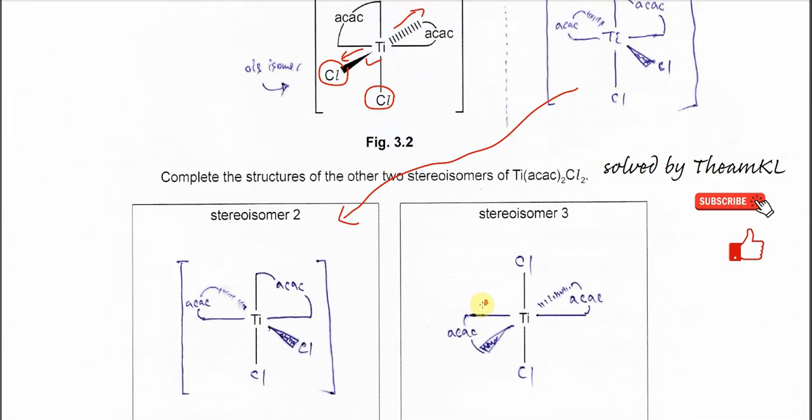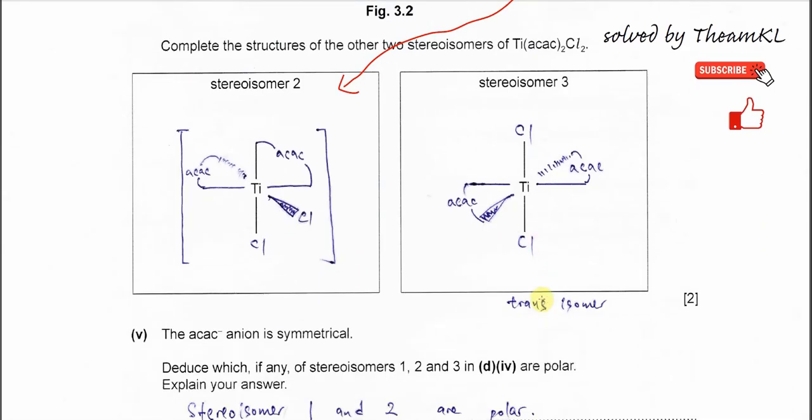After that, you need to draw another one, the trans isomer. So you just start with this chloride and put the other chloride opposite. After that, you continue with the acac, right? So you get this trans isomer, because the chlorine, titanium, chlorine bond angle is 180.